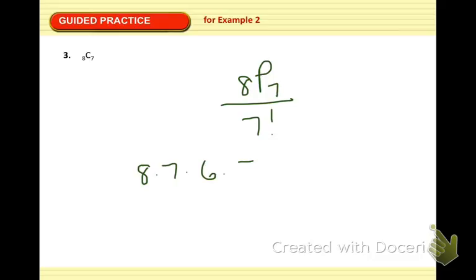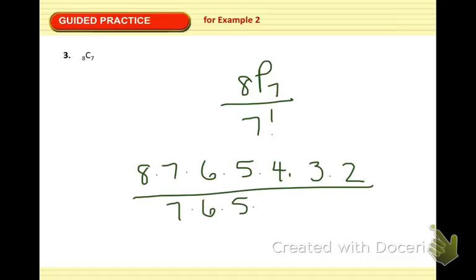Okay? Let's look at this one. To get the combination, you would take the permutation and divide by r factorial. So we have 8 things taken 7 at a time, dividing by the 7 factorial. So our answer would be 8, or 8 over 1.